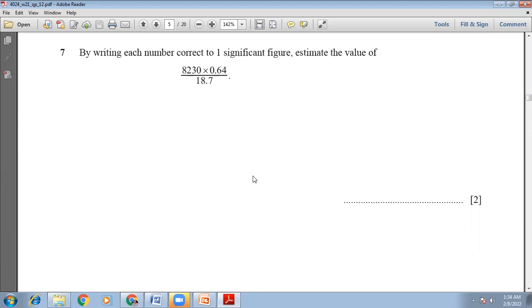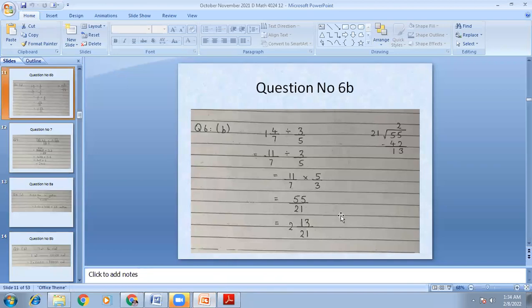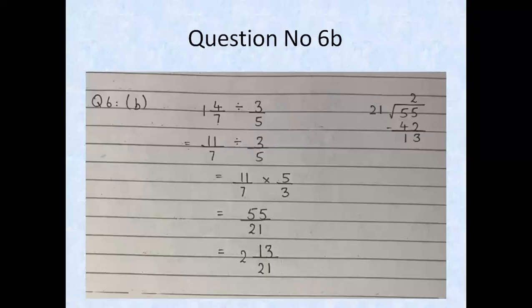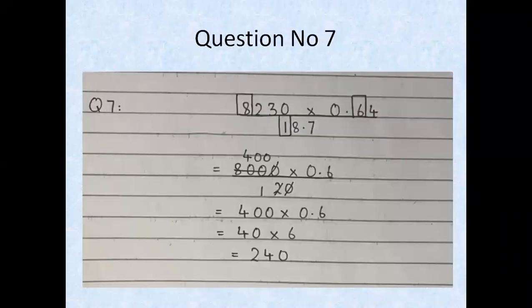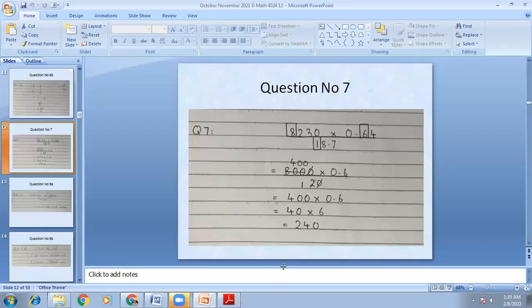And very easily we can do this calculation. So here you go. 8,000 multiplied by 0.6 divided by 20. So 20 goes into 8,000, 400 times. So 400 multiplied by 0.6, it will be 240. 240 will be the answer.